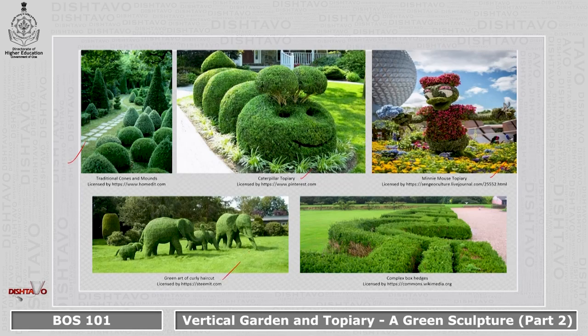Green art of curly haircut. You can see the shape of an elephant over here. Small elephant, big elephant. So as you shape these plants, you can give any type of shape as long as you are trained to do this. There are complex box hedges, and in many gardens we see this type of box hedge. They are easy to do. So this is how the plants are given a particular shape which is desired, and that is what we call topiary. Of course, in order to do this, the person who does it will have to be trained.